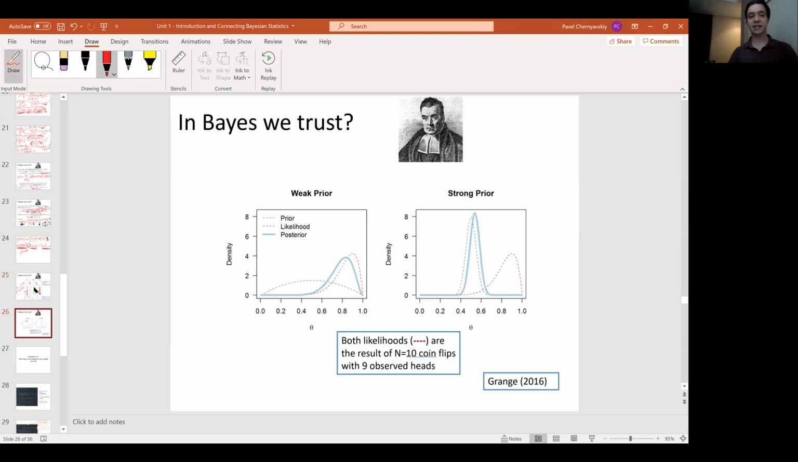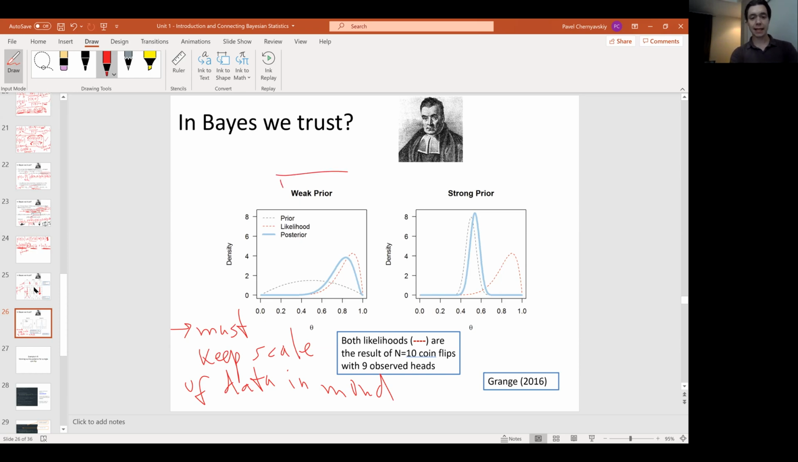Here is a more realistic, less contrived case of a weak prior and a strong prior. And what I will say about weak priors and strong priors, we must keep the scale of the data in mind. So far, we've been flipping coins, right? And theta is the probability of a head.